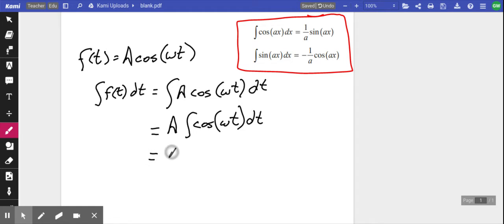So how do we do that? We have an a, and then we're taking the integral of cosine of omega t. The integral of the cosine turns into a sine, so that's going to be sine of, the argument is omega times time. And then we have to take a derivative with respect to time of the argument of that cosine function, and we're going to divide by the derivative of that argument.